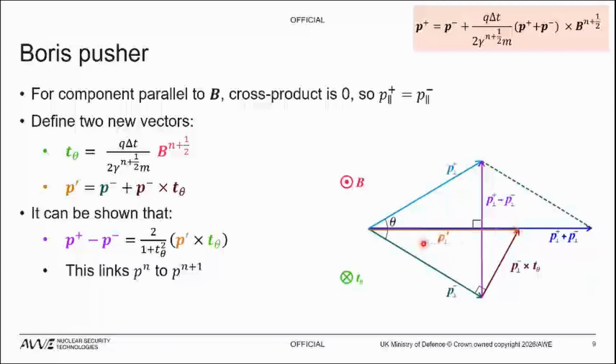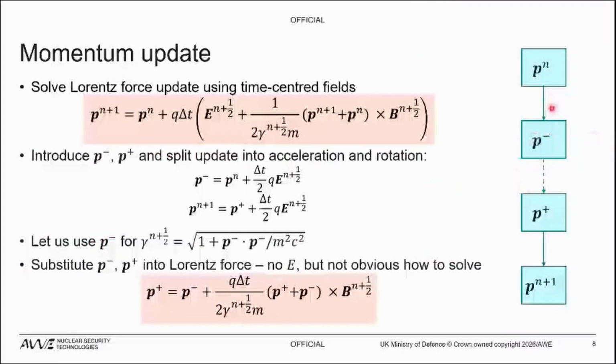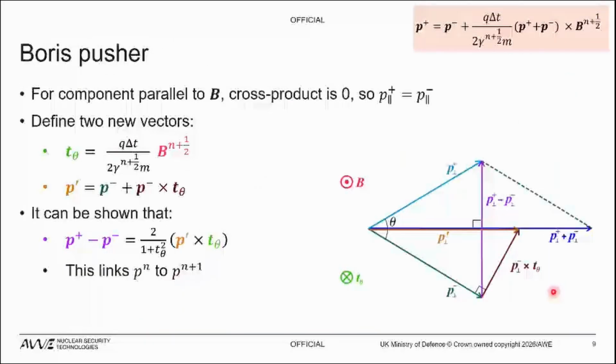And the useful thing about P prime is if we were to now take the cross product of P prime and T theta, then we can actually get a vector which points from P minus to P plus, our P plus minus P minus vector. And if you go through all the algebra, which I'm not going to do, you can find that with this scale factor, you can actually produce an expression which links P plus directly to P minus, producing the missing link here and allowing you to jump from Pn to Pn plus 1. So we call this the Boris algorithm.